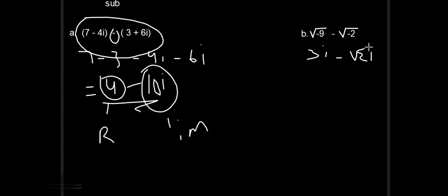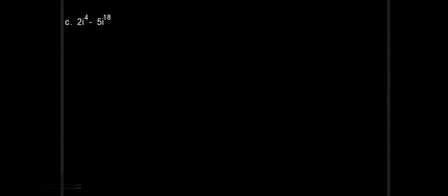I don't think we can add them since we got these two roots over here. So my last answer would be 3i minus root 2i. I don't think we can subtract them actually, so I'm just gonna put it like this, since I can't subtract them. So now let's do some other questions. I'm gonna do the last one, and the last question is kind of different from the type of question that we've been doing. So let's just see it.